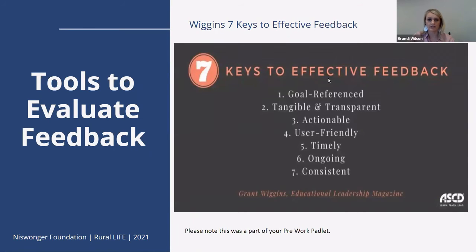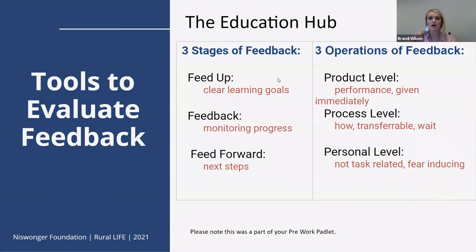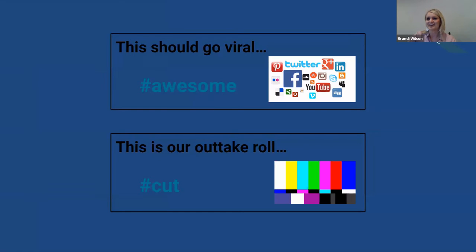Another tool that we're going to be using to evaluate feedback is something that was referenced earlier in the session, as well as on your pre-work Padlet, which is the work of Wiggins, the 7 keys to effective feedback, which states it should be goal referenced, tangible, actionable, user-friendly, timely, ongoing, as well as consistent. Also on your pre-work Padlet was the Education Hub video, in which it talked about what Linda and I are deeming the 3 F's and the 3 P's. The 3 stages of feedback: feed up, feed back, and feed forward, as well as the 3 operations of feedback, which means you could be at the product, process, or personal level. So let's get started. Woohoo!